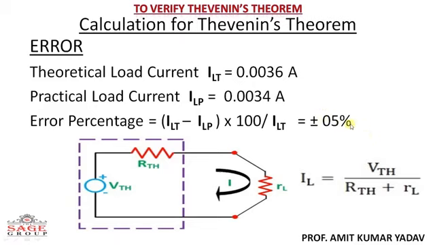So we can say that this may occur due to the internal resistance which we do not consider in the theoretical part, and we consider internal resistance in the practical. Hence we can say that we have verified the Thevenin theorem.